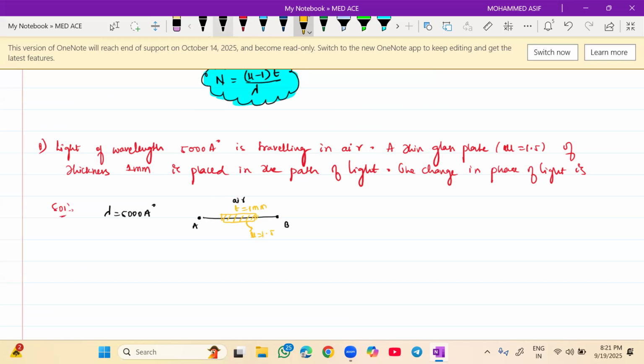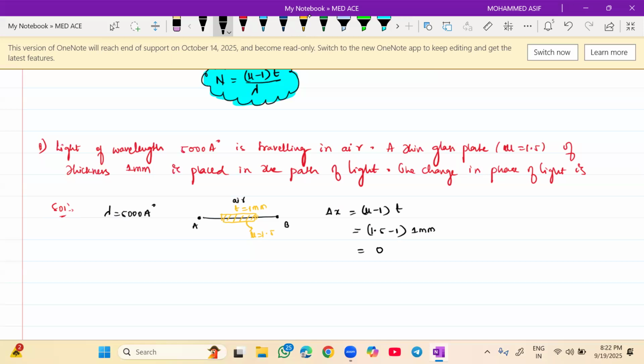The change in the path will be equal to how much? Just now I told you the path difference formula. Delta x equals (mu minus 1) into thickness t. The refractive index is 1.5, minus 1, into thickness 1 mm. So that is 1.5 minus 1, which is how much? 0.5.